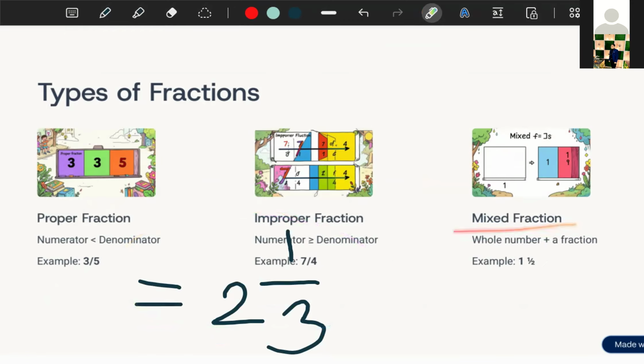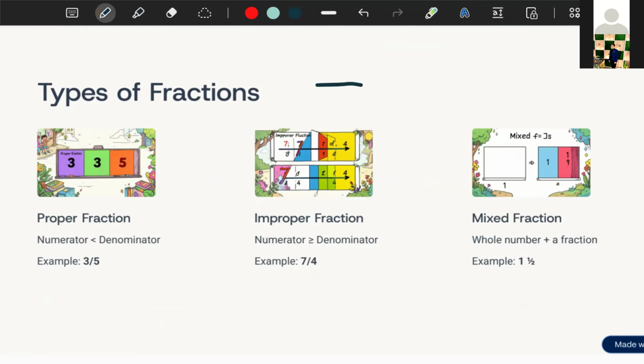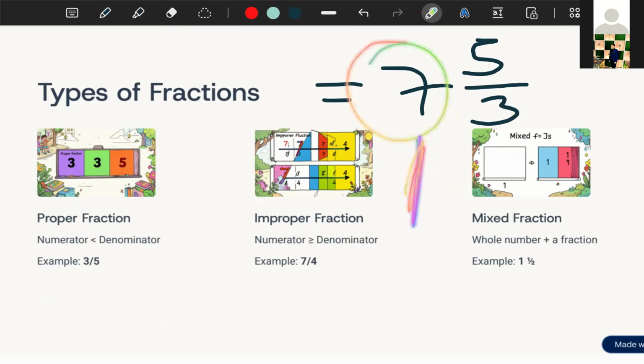And a mixed fraction is basically a whole number plus a fraction. Suppose any number we can take with it, like not only 2 1 by 3, we can say 7 5 by 3. Whichever number comes here, we speak out that number. So 7 whole 5 by 3. So this is a mixed fraction. This is not a normal fraction. So we have learned about three types of fraction.